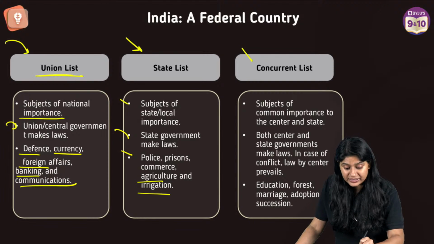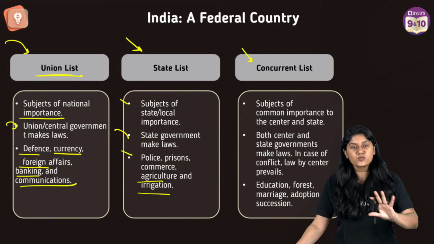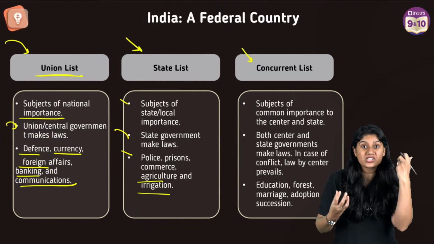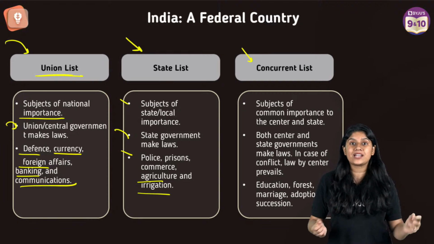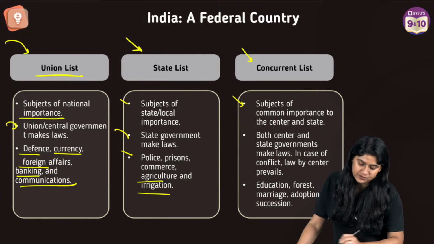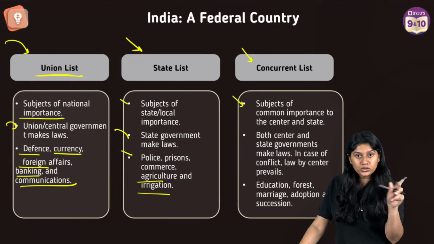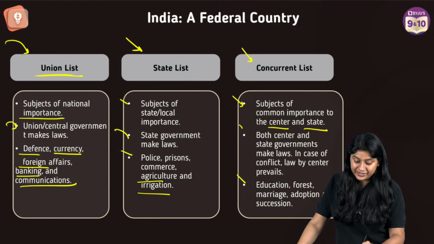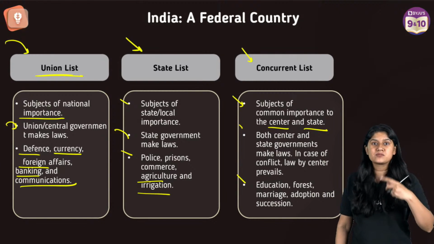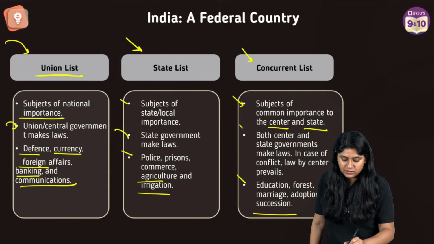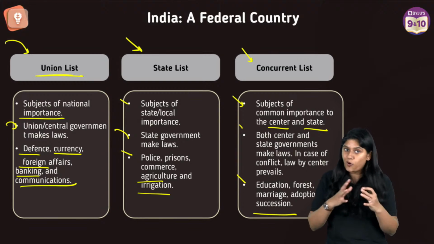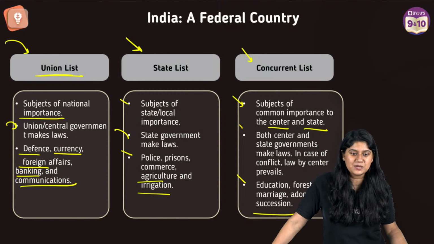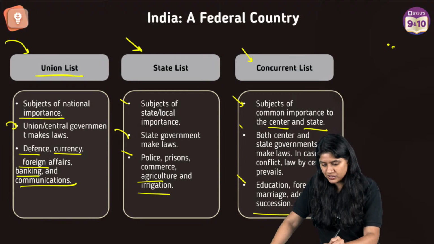And then we have the concurrent list. In the concurrent list, we have the involvement of both the central government and the state government. The subjects that are common to both are in the concurrent list, and we have education, forest, marriage, adoption, and succession. All of these come under the concurrent list. Easy peasy question, everyone.